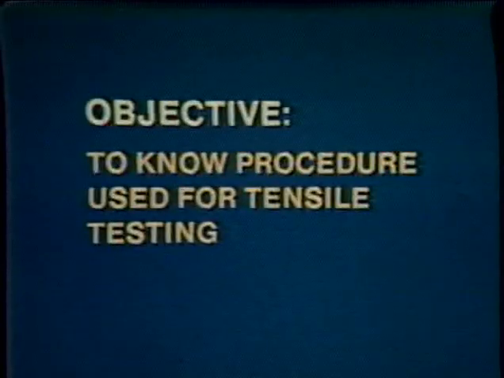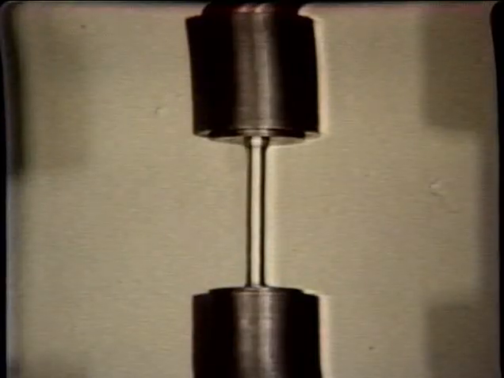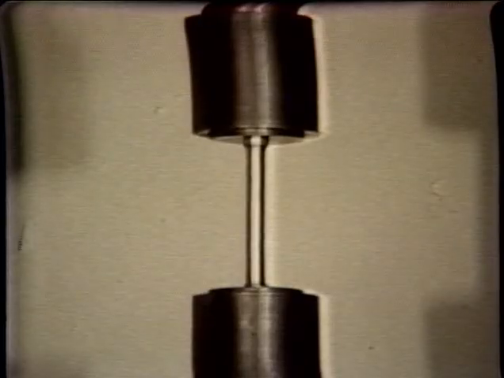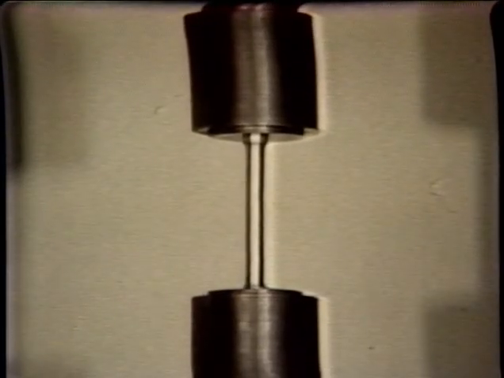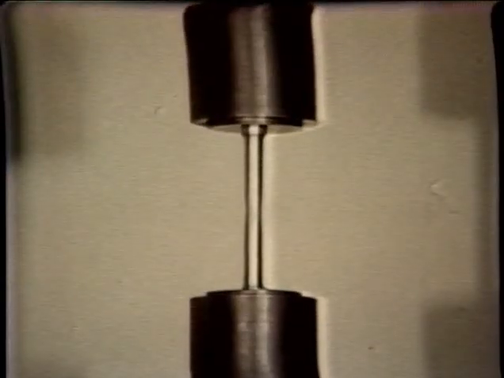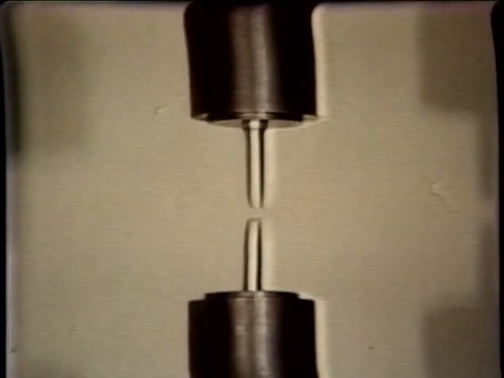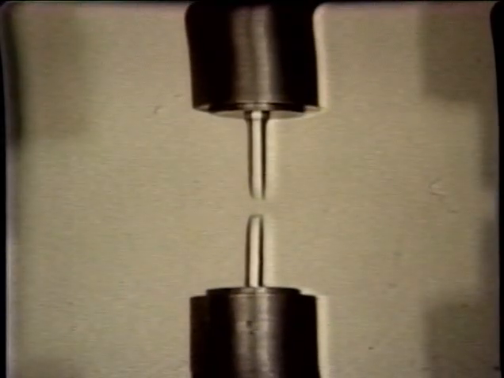The objective of this topic is to know the procedure used to perform the tensile test and the results derived from the test. The tension test is used to determine the behavior of a material as it is pulled gradually beyond its breaking point. This is perhaps one of the most valuable destructive tests because it provides data on the strength, ductility, and soundness of weld and base metals, all of which are of primary concern to design engineering.